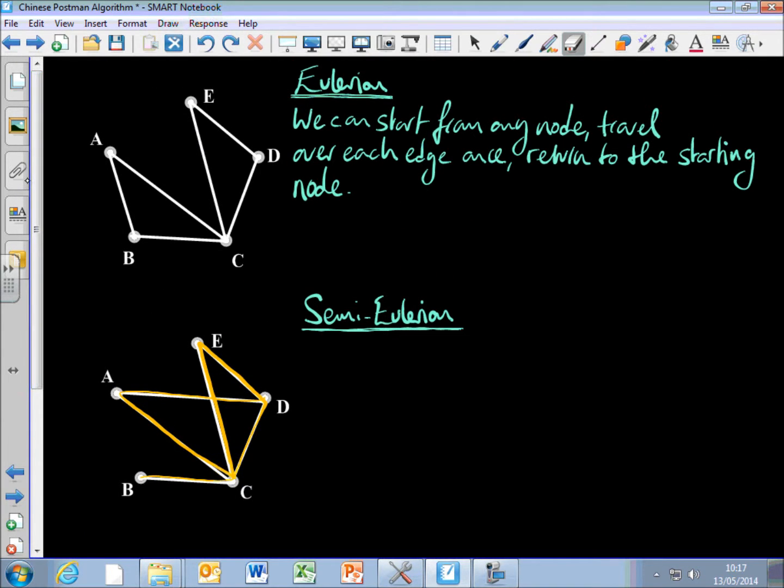Now, there's another way to look at whether a graph is Eulerian or semi-Eulerian, and that's to examine the order of the nodes. The order is how many edges go in and out of each node. So if we go back to this first graph, I can see that A has an order of 2 because there are 2 edges in. B has an order of 2. C has an order of 4. D has an order of 2, and E has an order of 2.